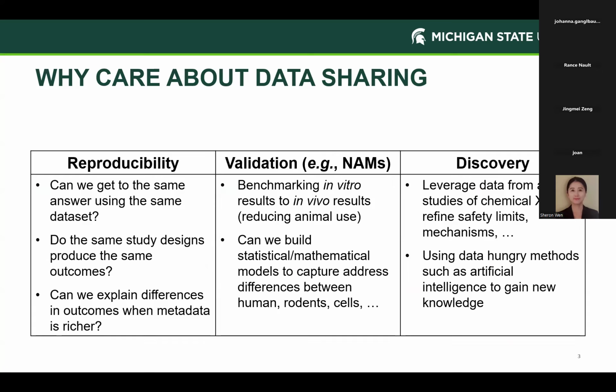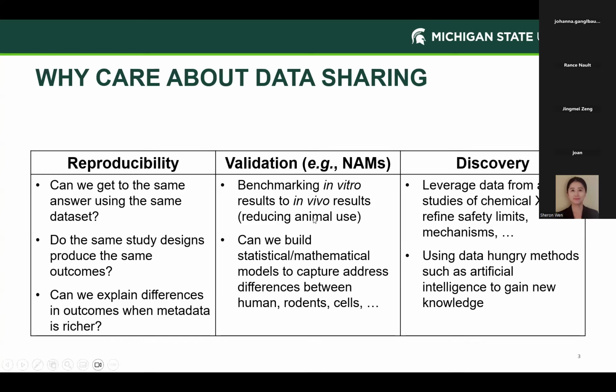We talked a little bit about this earlier as well. Do the same study designs produce the same outcomes? And when they don't, can we understand why that's happening using the metadata? Was one strain of mouse used versus another? Someone may have just said we use mice, but mice are genetically different strains. Is that part of why it's not reproducing?